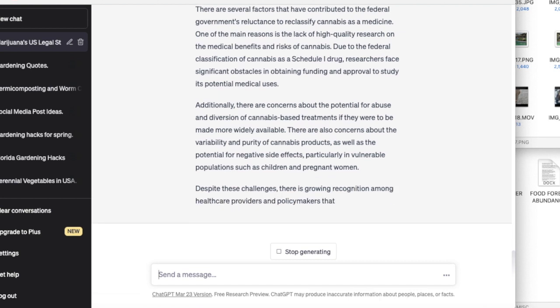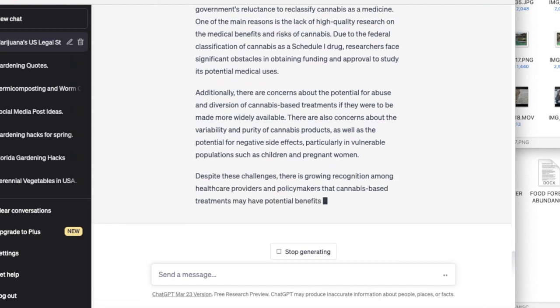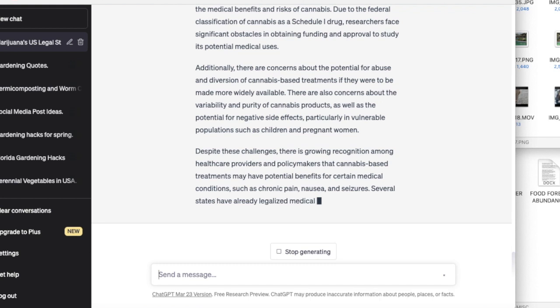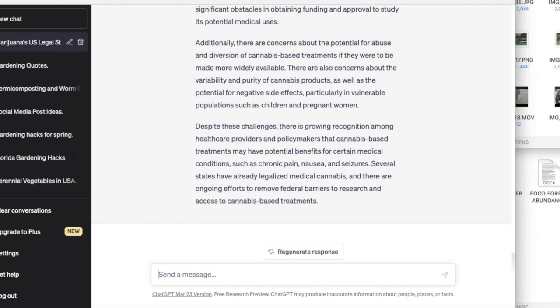Despite these challenges, there is growing recognition among healthcare providers and policymakers that cannabis-based treatments may have potential benefits for certain medical conditions such as chronic pain, nausea, and seizures. Several states have already legalized medical cannabis, and there are ongoing efforts to remove federal barriers to research and access to cannabis-based treatments.